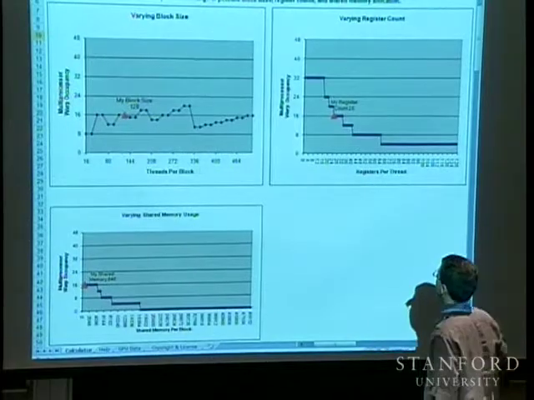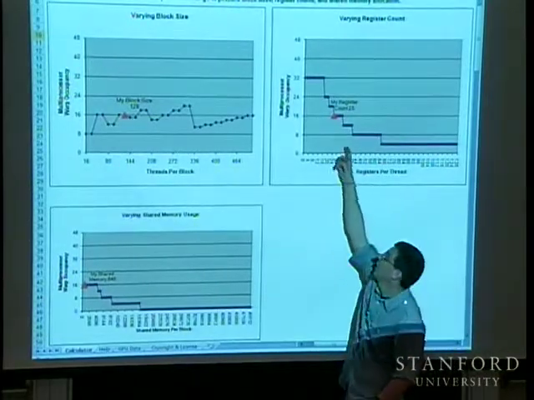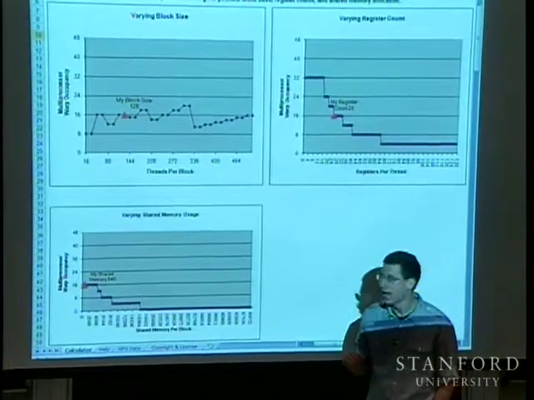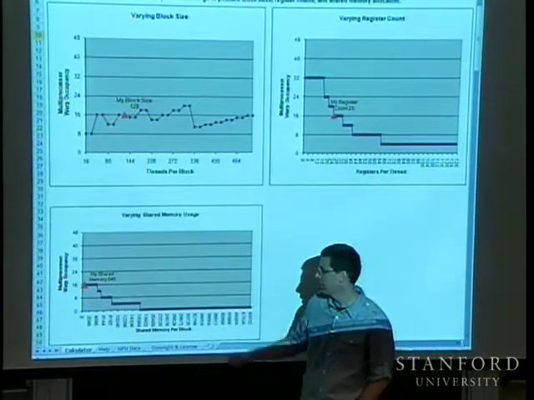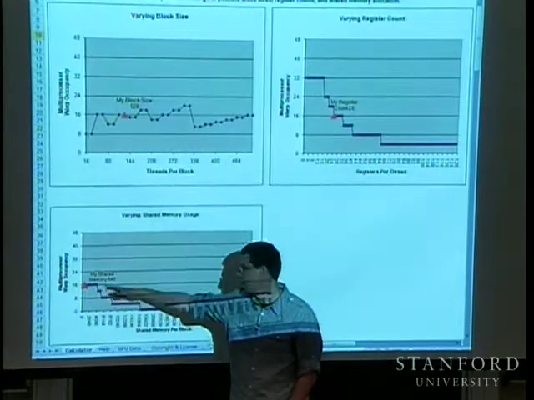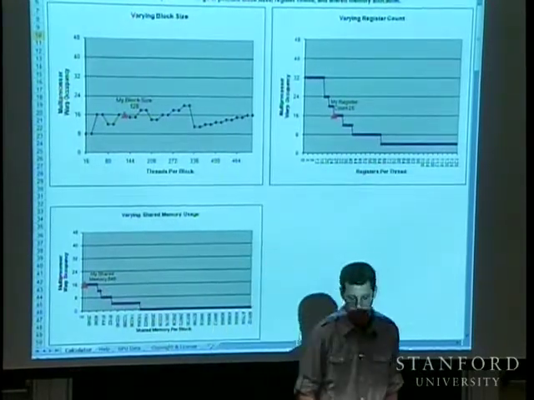But what you might see here is, if for some reason we have fewer registers, then you actually can have higher occupancy. And lastly, down here you can see that you're using very little shared memory, so it's actually not an issue at all.